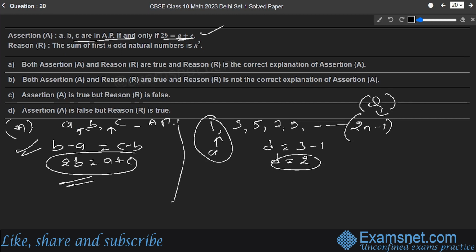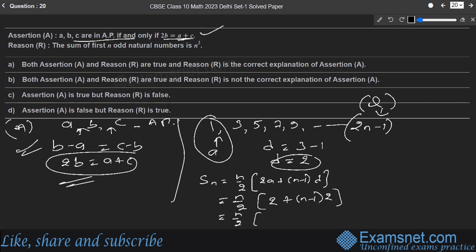Now let us have the sum formula. The sum says n by 2 times (2a plus (n minus 1)d). This is the sum formula. Let us put the values. So it is going to be n by 2. A value is 1, so it is 2 plus (n minus 1) as it is. D value is 2. If you solve this further, this gives you n by 2 times (2 plus 2n minus 2).